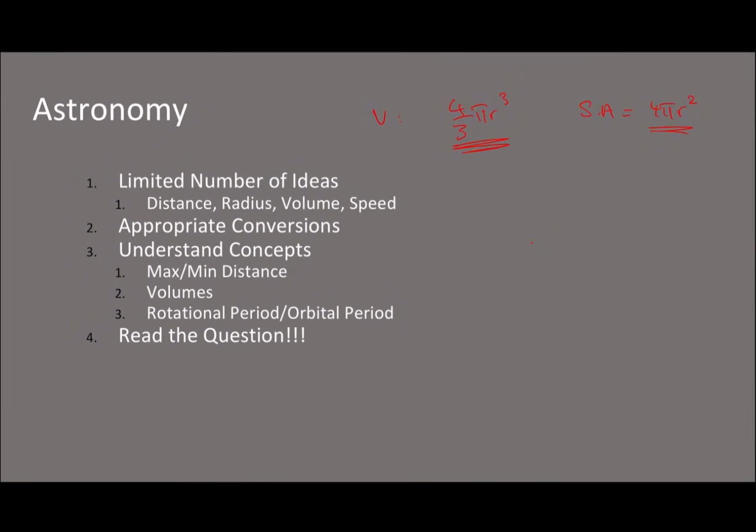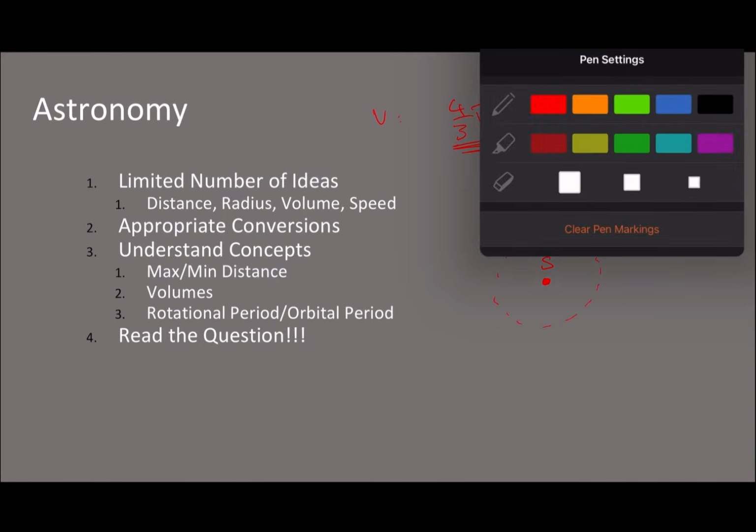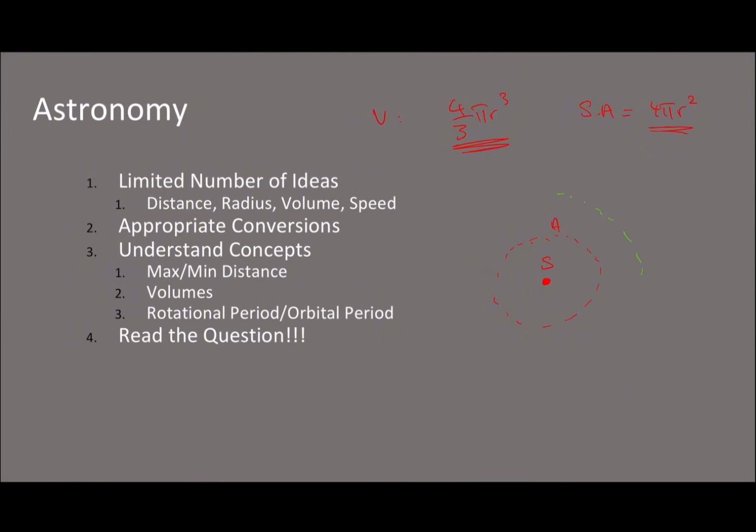Another thing is it's important to understand main concepts. One of the concepts that comes up is they ask about the maximum and minimum distances. So imagine you've got the sun here, right at the center. You've got 2 planets in orbit. Let's call this A, and let's call this second planet in green B. So it'll probably ask you questions like, when are they going to be the closest together? When are they going to be the furthest apart?